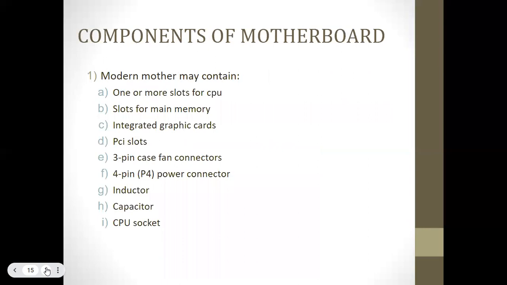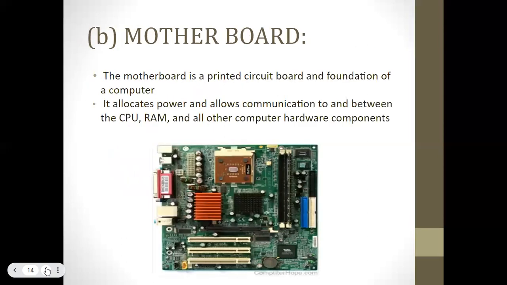So, how many components are there inside the motherboard? Inside a motherboard, we have many different types of components. There are many different types of slots, slots for memory, slots for expansion cards. We have integrated graphic cards, PCI slots, pin connectors, power connectors, inductors, capacitors, and CPU sockets. These are different types of components that are present inside the system motherboard.